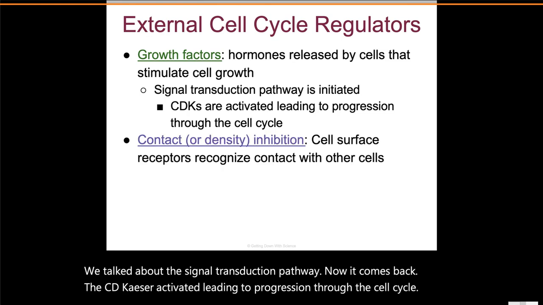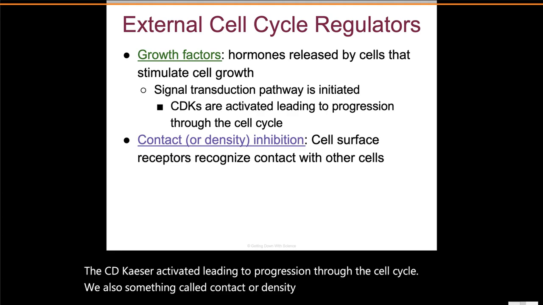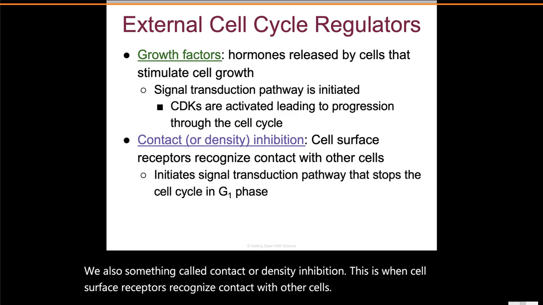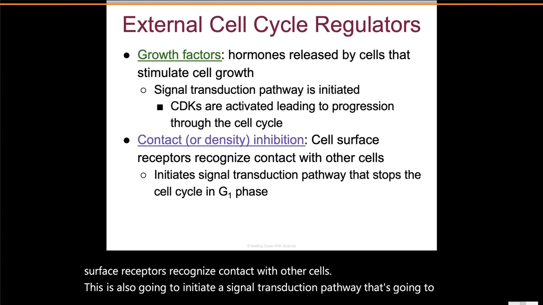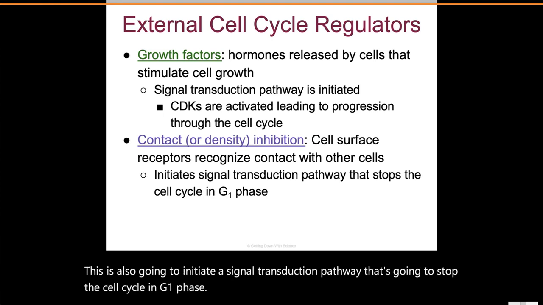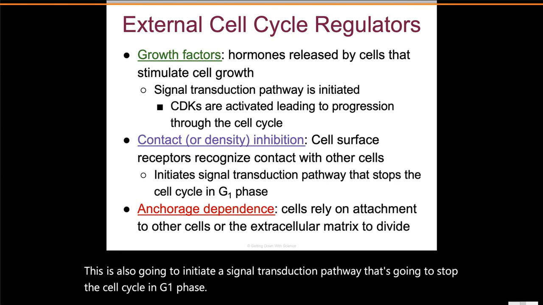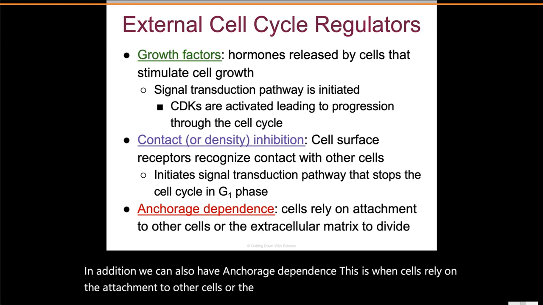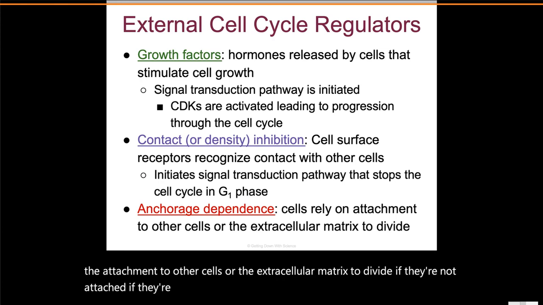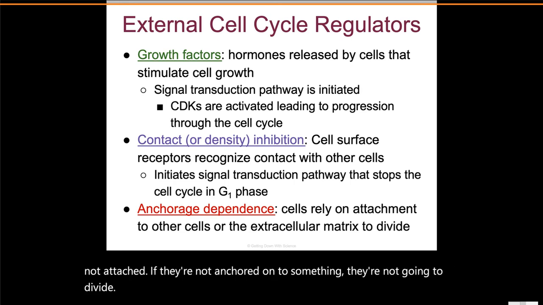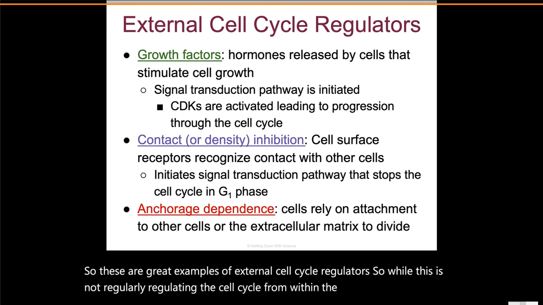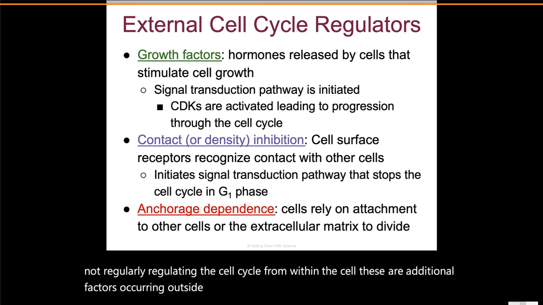We also have something called contact or density inhibition. This is when cell surface receptors recognize contact with other cells. This is also going to initiate a signal transduction pathway that's going to stop the cell cycle in G1 phase. In addition, we can also have anchorage dependence. This is when cells rely on the attachment to other cells or the extracellular matrix to divide. If they are not anchored onto something, they're not going to divide. So these are great examples of external cell cycle regulators. While this is not regulating the cell cycle from within the cell, these are additional factors occurring outside of the cell that can help regulate the cell cycle.